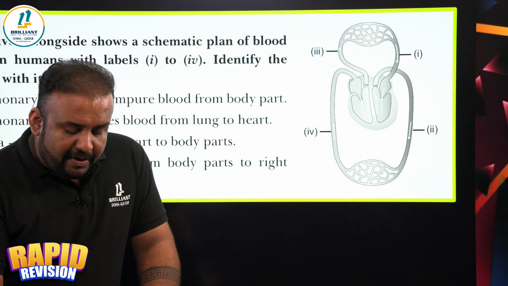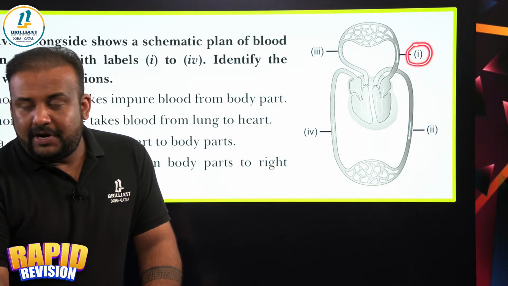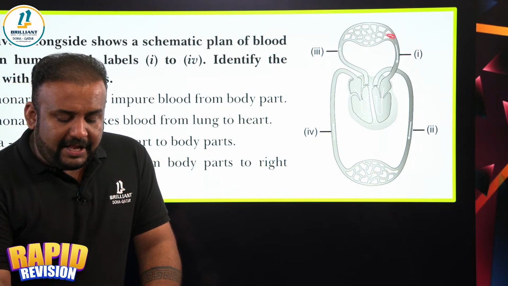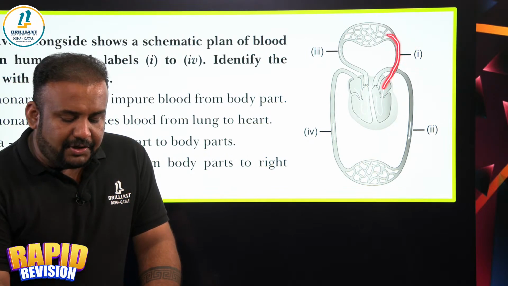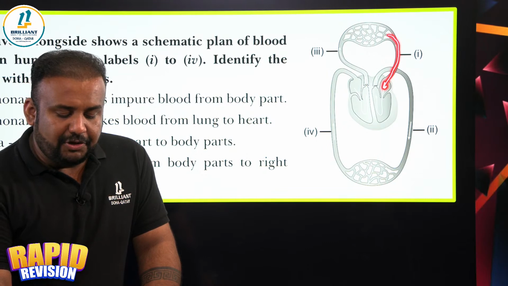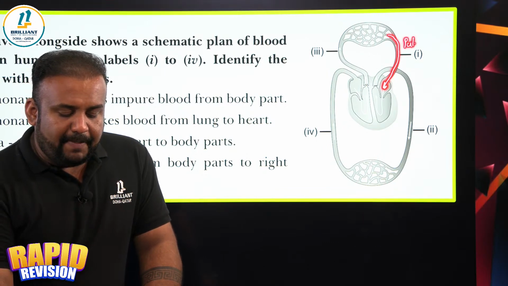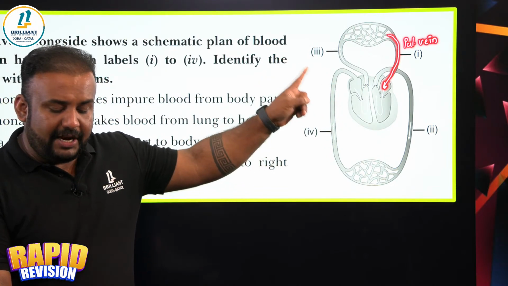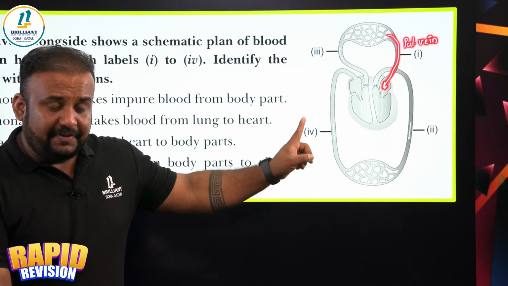Look at this. What is the first one shown here? This is showing that from the lungs the blood is coming to the left atrium. So what should this be? This should be the pulmonary vein, correct? And it will carry oxygenated blood from the lungs into the left atrium.